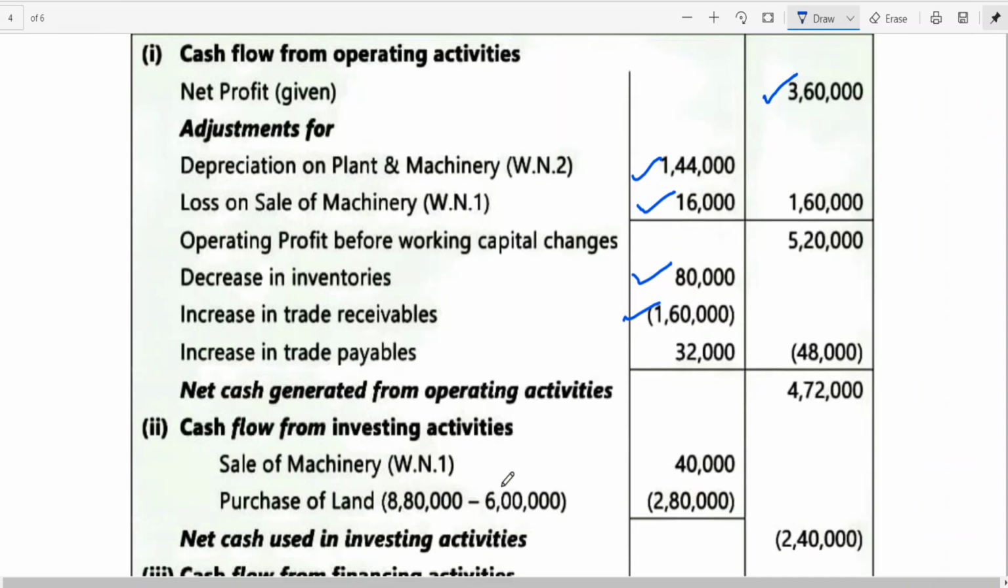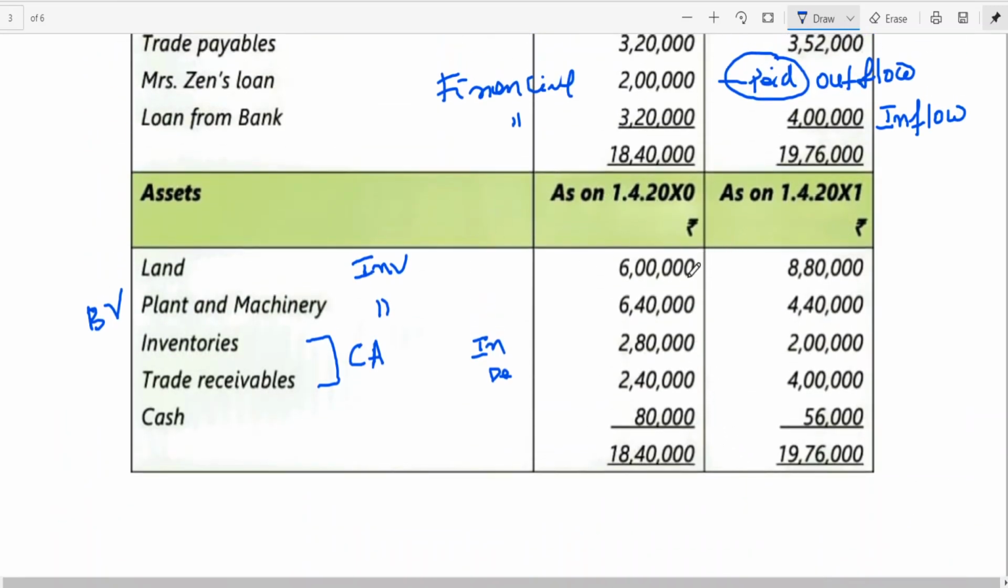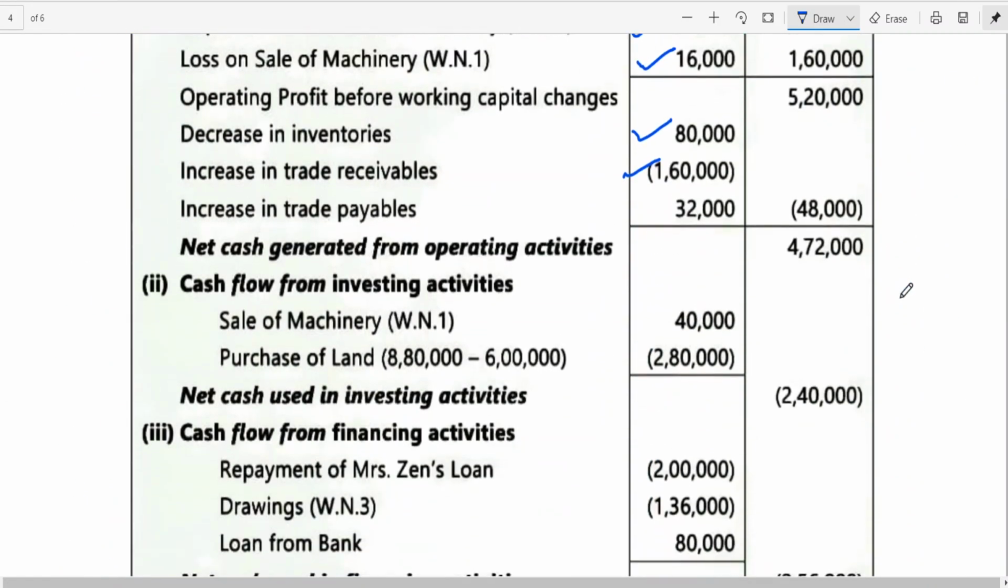Cash flow from investing activities. Sale of machinery 40,000. Then purchase of land. I told you land, the difference. 6 lakhs is the opening. Closing is 8 lakh 80,000. We don't have any adjustment. So 6 lakhs minus 8 lakh 80,000, 2 lakh 80,000 is nothing but purchase of land. So now we are getting outflow, so we are using the words net cash used in investing activity.